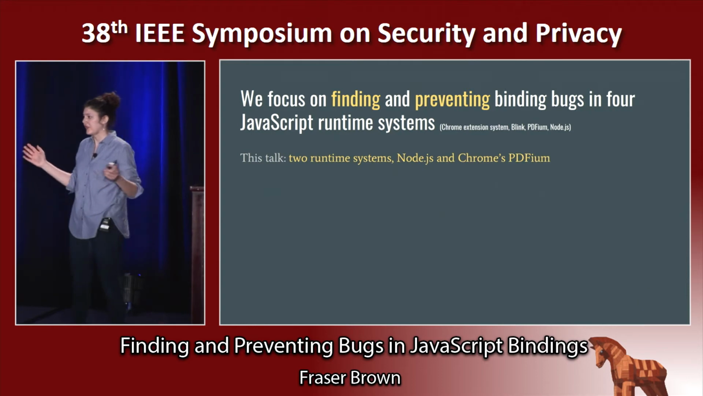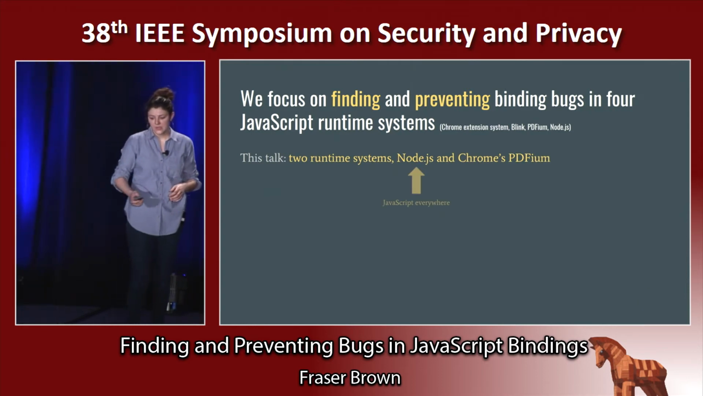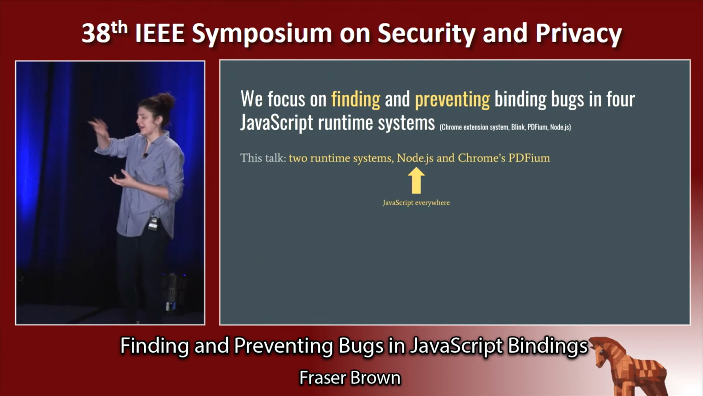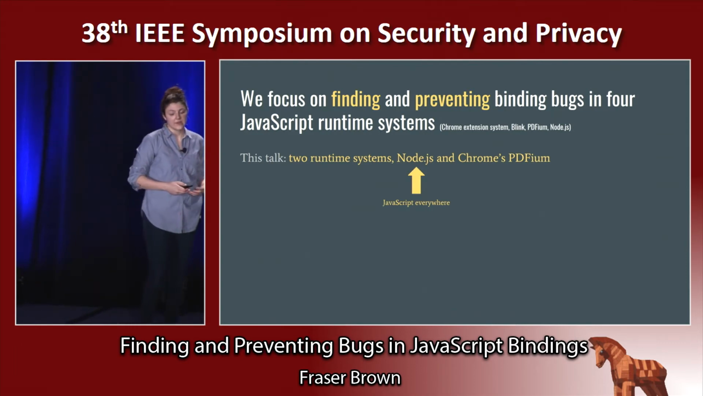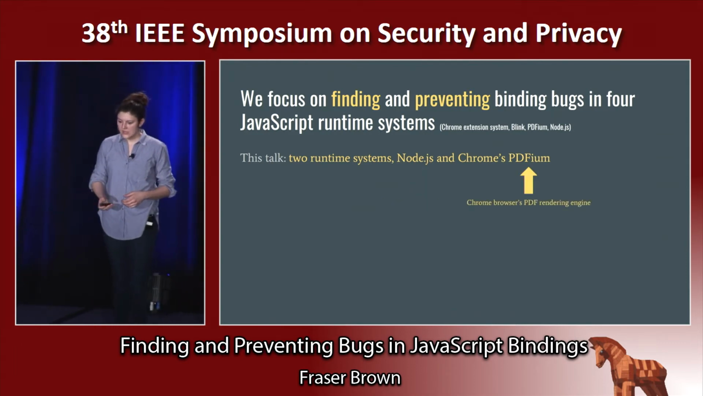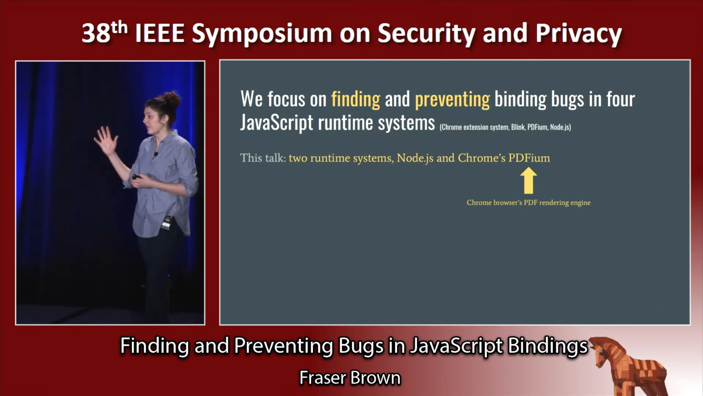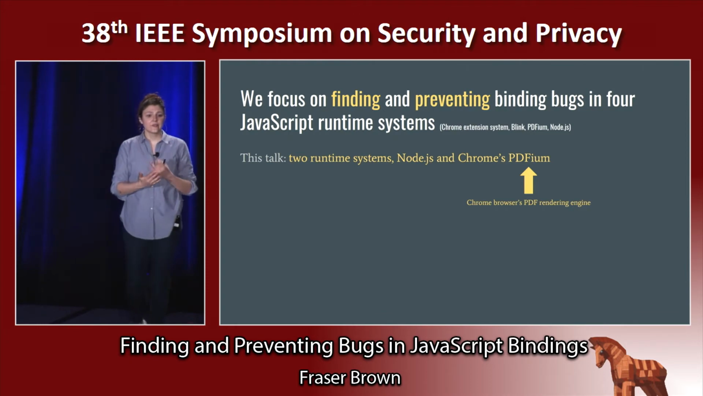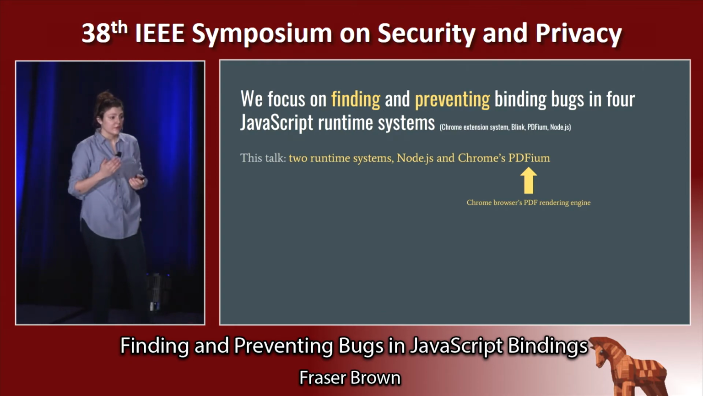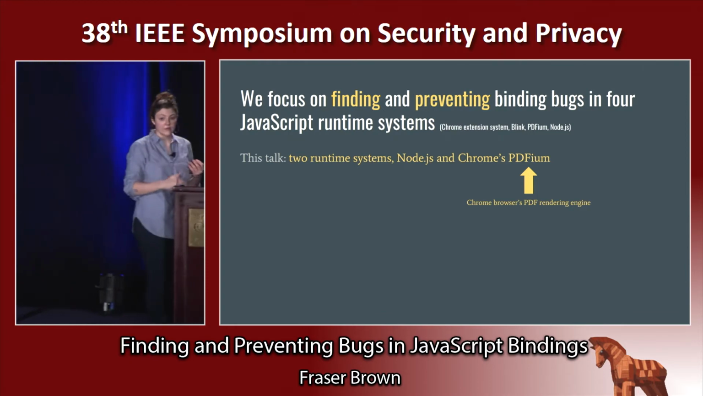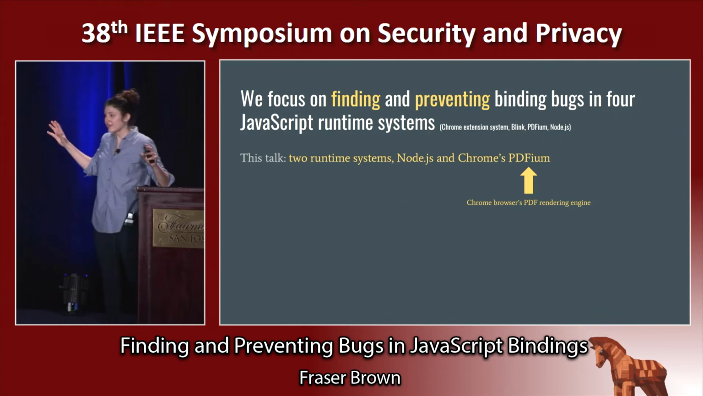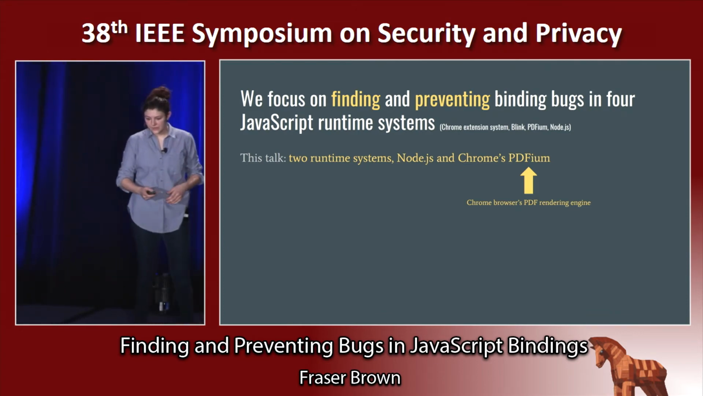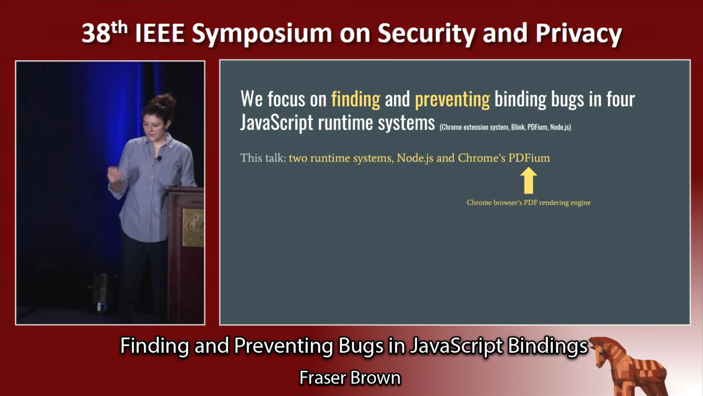This talk, I'm going to condense it just down to 2. Node, which is a platform that allows you to run JavaScript outside of the browser, so maybe on the command line or on the server side. And PDFium, which is Chrome's in-browser PDF rendering engine. And remember that PDFs have to be able to embed JavaScript. So PDFium must run JavaScript, but it also extends the JavaScript environment with new PDF-related APIs. So that can get a bit complicated.